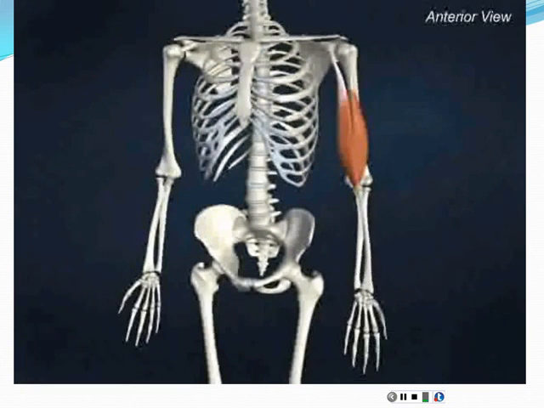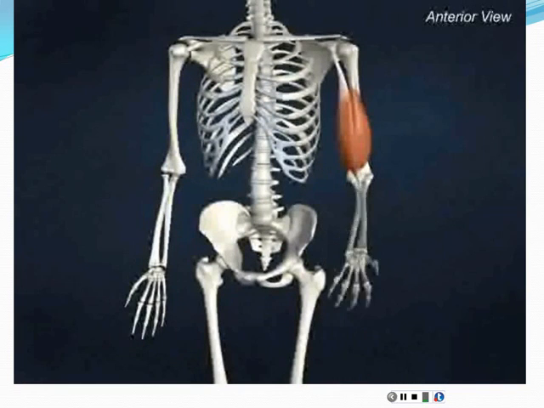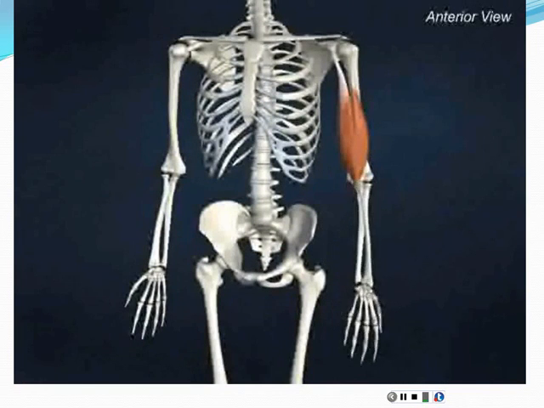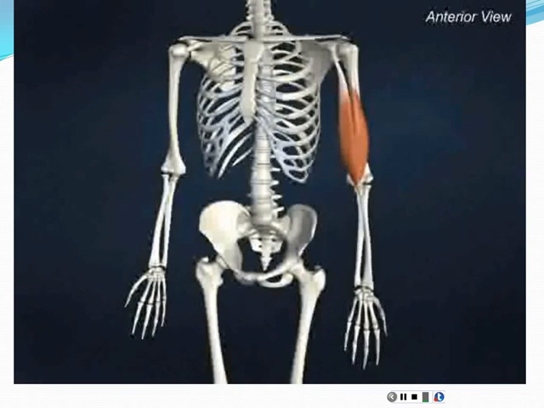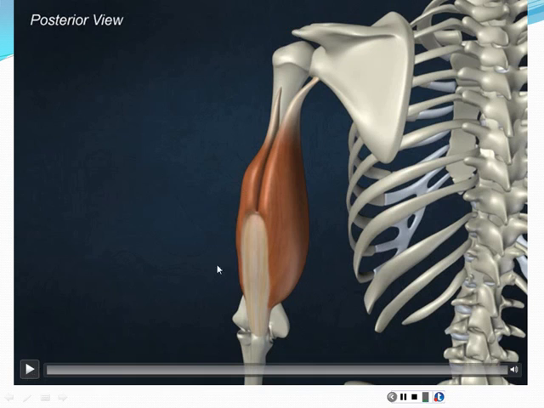Biceps brachii flexes the forearm at the elbow, supinates the forearm, and weakly flexes the shoulder. It is innervated by the musculocutaneous nerve. All right. So that's the bicep. I think, yeah. Here's the tricep.